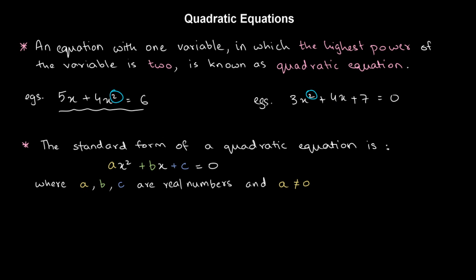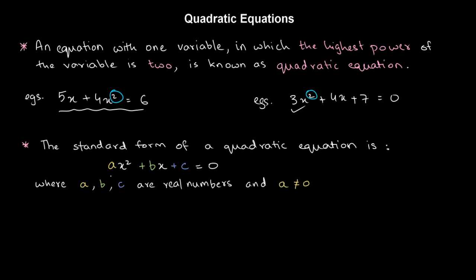Let's look at what the standard form of a quadratic equation is. The standard form is defined as ax squared plus bx plus c equal to 0. The way we usually represent it is by first writing the x squared term, then the x term, the power raised to 1 term, and then the constant term all on one side of the equation and equal to 0. Here a, b and c are all real numbers and a is not equal to 0. This second equation is already in the standard form.